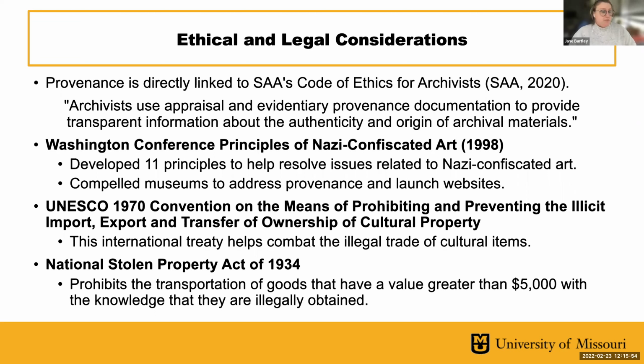On the slide, I've also highlighted 3 of the important laws in the American context related to provenance. These are by no means the only laws related to provenance, but they're a few of the relevant legal frameworks. The most recent one I have on this slide is the Washington Conference Principles on Nazi-Confiscated Art. This is a development of 11 principles, but it's also really what compelled museums like the Met and the Getty to make their provenance more accessible by launching those websites that you see today.